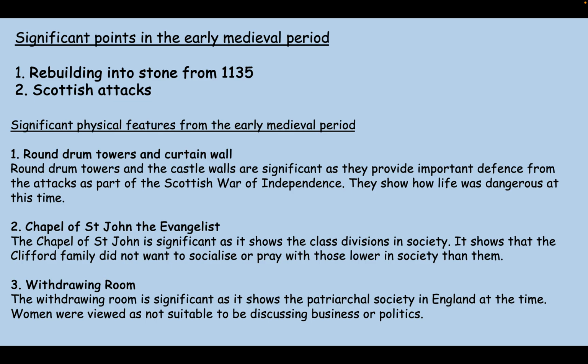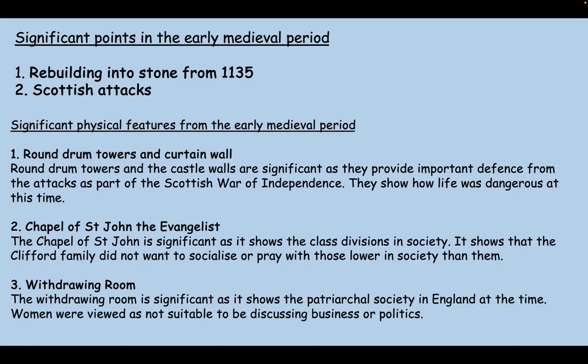You could also talk about the Scottish attacks being significant because they're the moment that the castle starts to add more defensive features, like when John Clifford, the first Lord Clifford, builds the curtain wall and the outer gatehouse. So it's significant because the Scottish attacks mean that there's new defensive features being added to the castle.